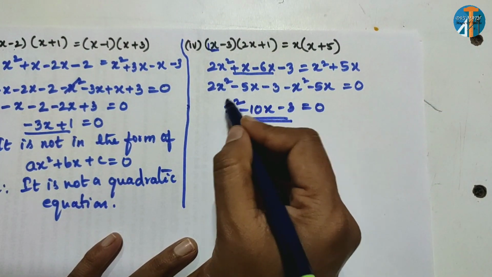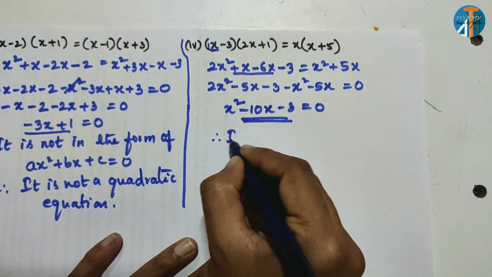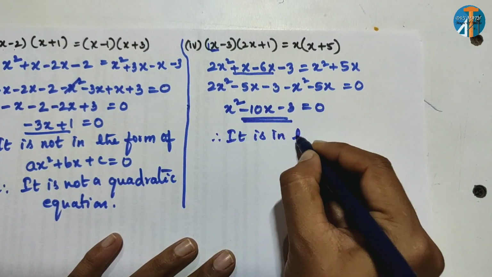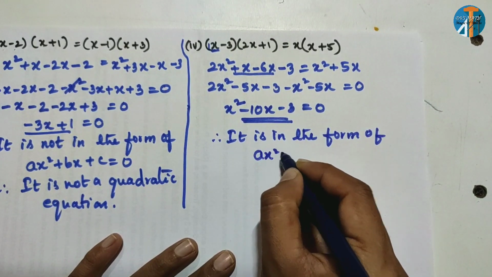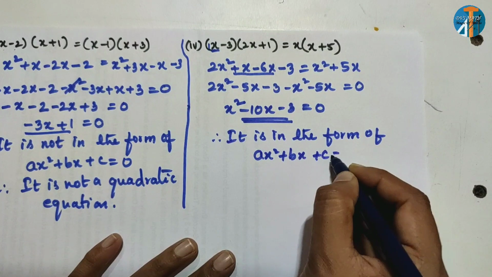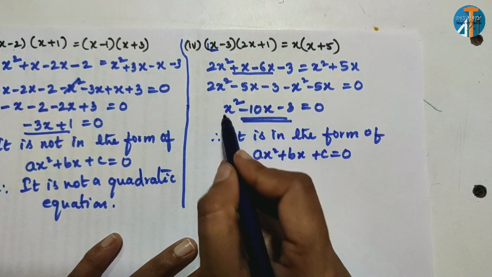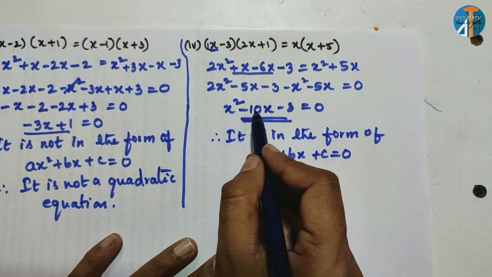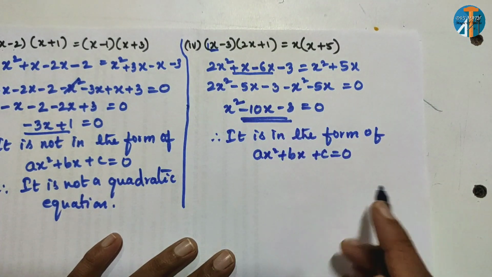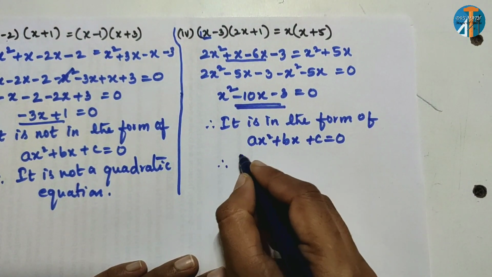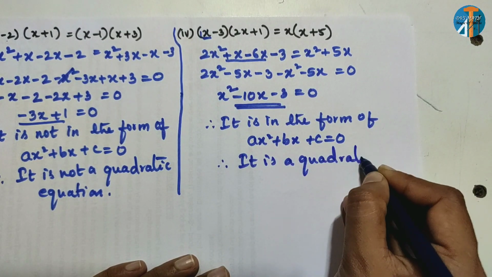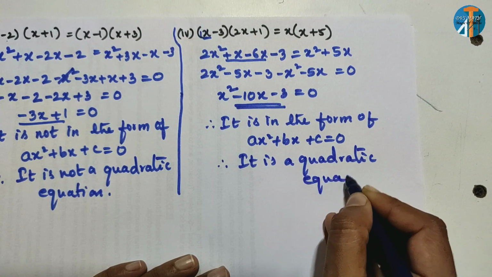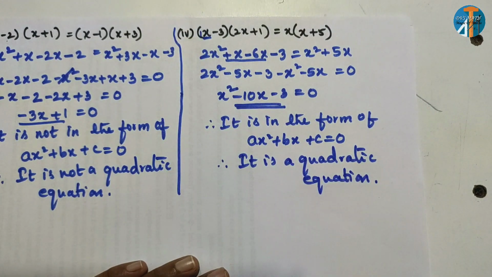Yes, right? You have the square now. Therefore, what can you write? It is in the form of ax square plus bx plus c is equal to 0. As you are getting, a means 1, b means minus 10, c means minus 3. That's all here. So therefore, it is a quadratic equation. Clear? I think you are clear in this exercise.